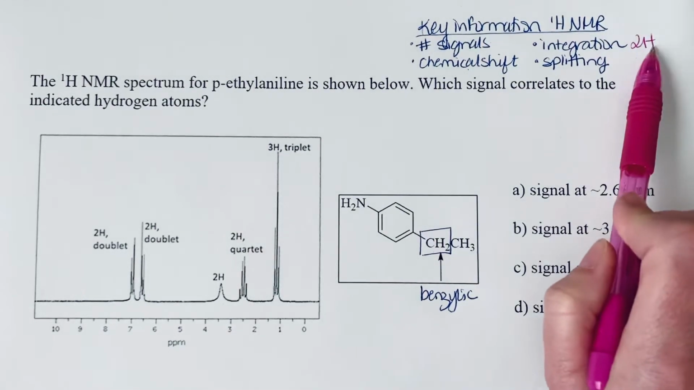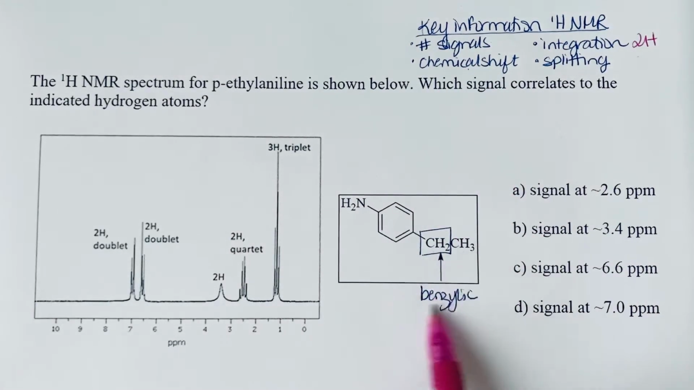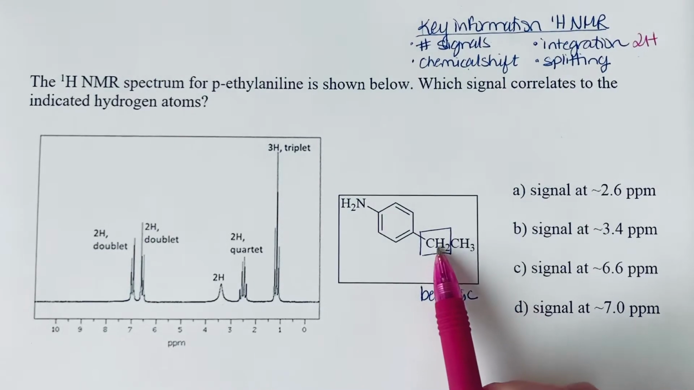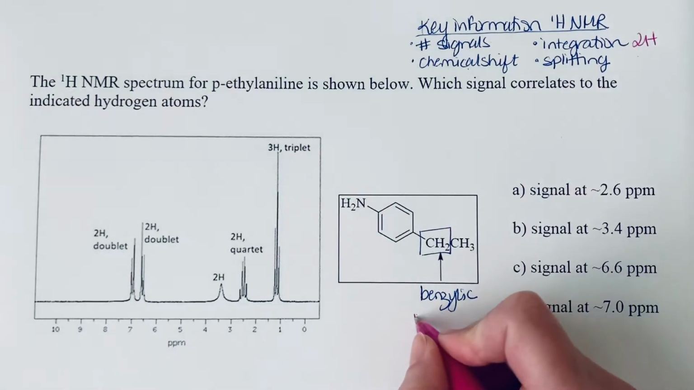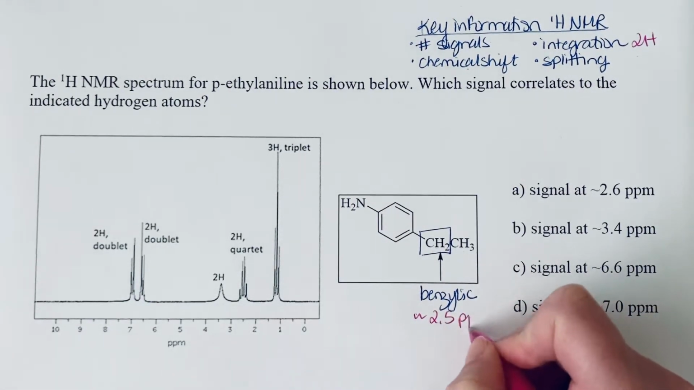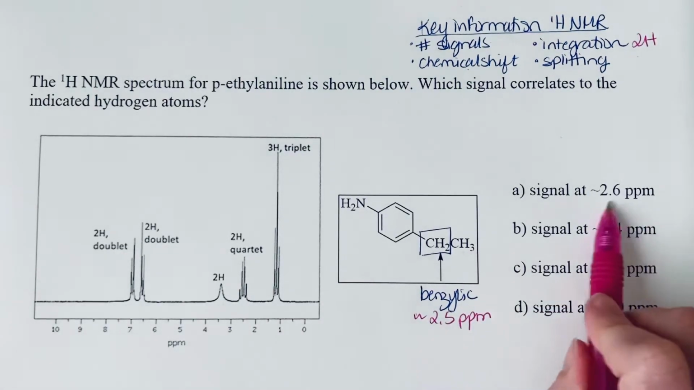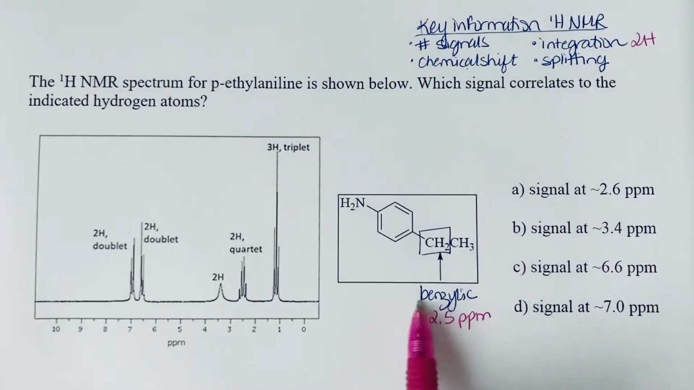So the first thing that I would do to narrow this down is look at the chemical shift and think about whereabouts I would expect to see a benzylic proton show up. Benzylic meaning that it is next door to that benzene ring. And so somewhere around 2.5, give or take, seems reasonable. So that's definitely got me leaning towards this peak at 2.6. But let's talk more about the regions of the spectrum before we get into that.